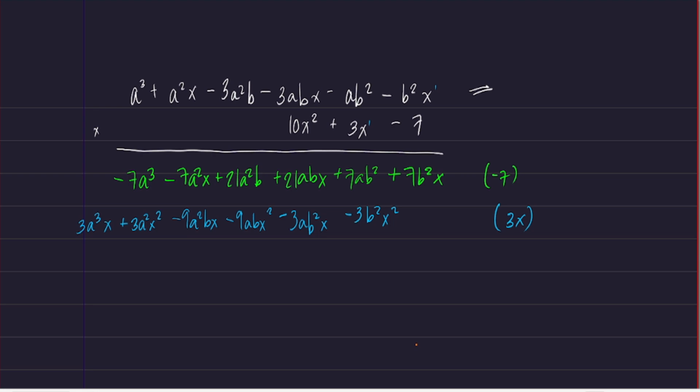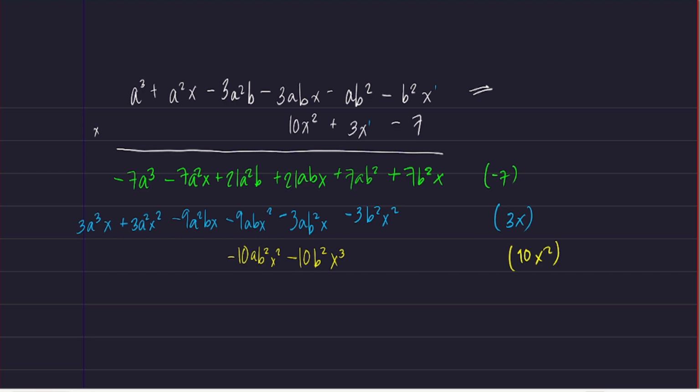Bandang huli, we have, sulat ko siguro ng dilaw, 10x squared. First, we have 10x squared times negative b squared x, and that will give us, ano ba, negative 10b squared x cubed, kasi negative yung b squared x. And next, we have 10x squared times negative ab squared, and that will give us negative 10ab squared x squared.